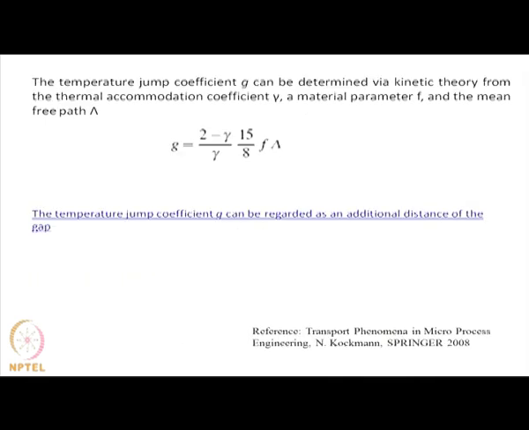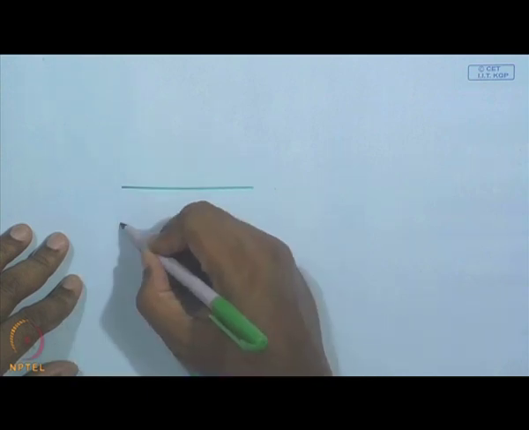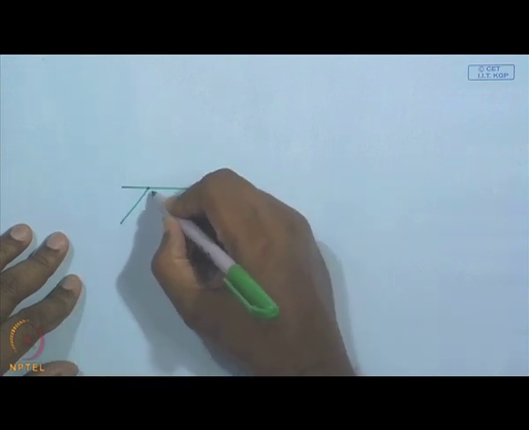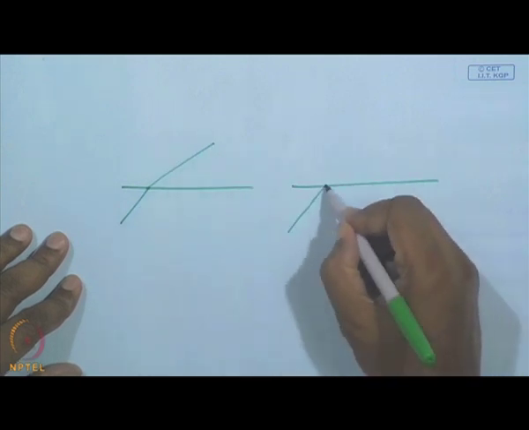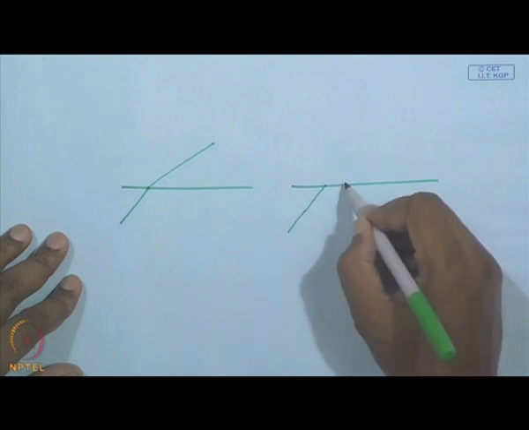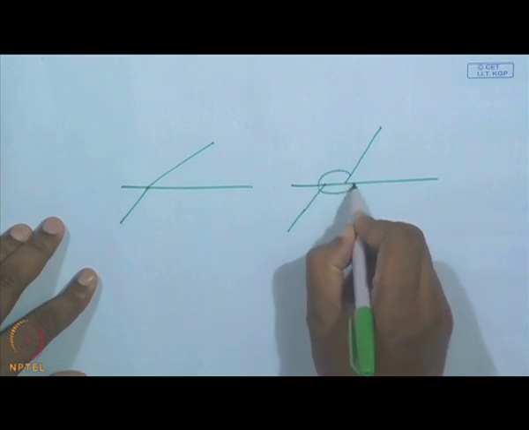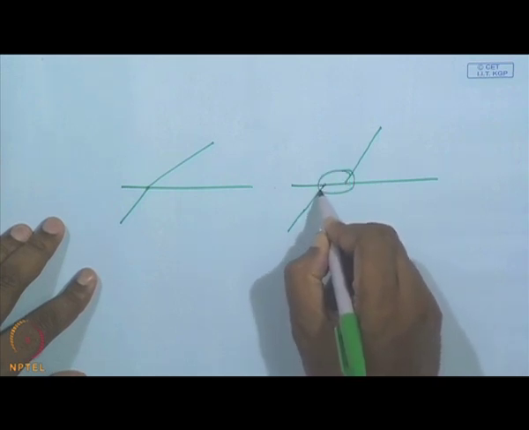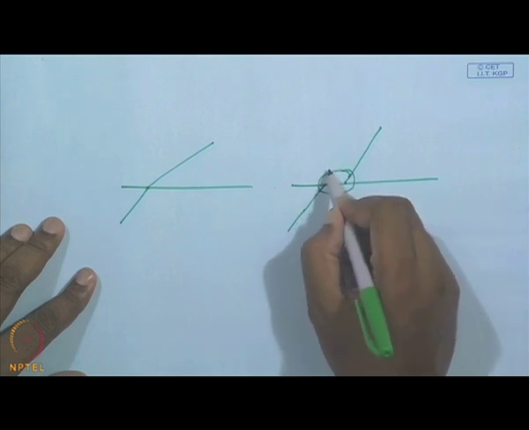So the temperature jump coefficient can be regarded as an additional distance to the gap. It may look something like this: at the interface we have the temperature profile in the solid and the temperature profile in the fluid, but in the case of rarefied condition we have the temperature profile in the solid and a temperature profile in the liquid with a change in temperature on the solid side of the interface and on the liquid side of the interface. So, this is the temperature jump that we are talking about.